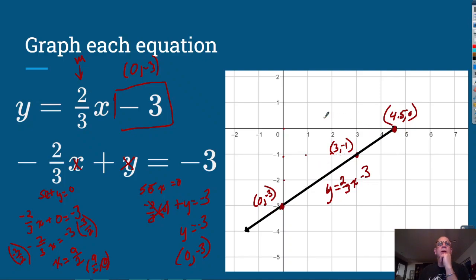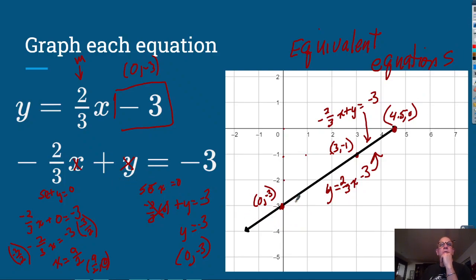So the line negative 2/3 x plus y equals negative 3 is exactly the same as y equals 2/3 x minus 3. So these are what we call equivalent equations. And they are actually the exact same equation.